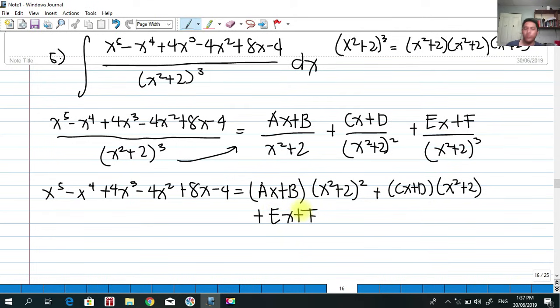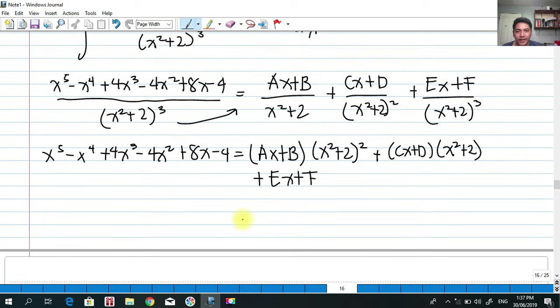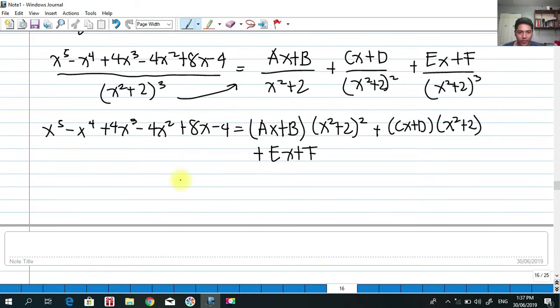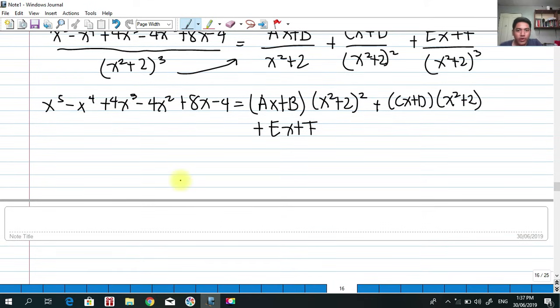And what are we going to do here? We are going to find again the values of a, b, c, d, e, f. So a, b, c, d, e, f, so we need 6 equations here. So what are we going to do? Okay, so ax plus b.